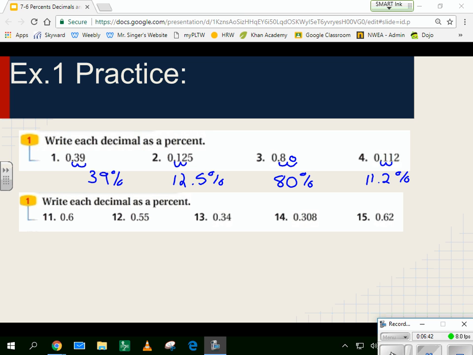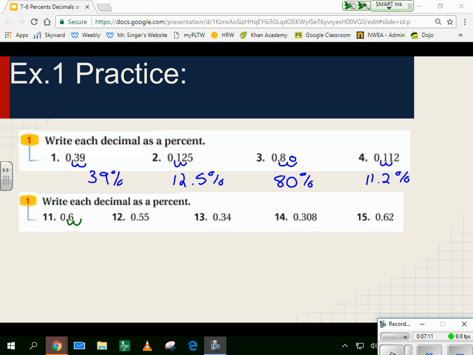All right, so for these, I decided to use the multiply by 100 method or move the decimal twice method, however you look at it. So I moved it twice for 39 hundredths, and I got 39%. I moved it twice for 125 thousandths, so I got 12.5%. For 3, when I moved it twice, I had to put a 0 there as a place value, so I got 80%.